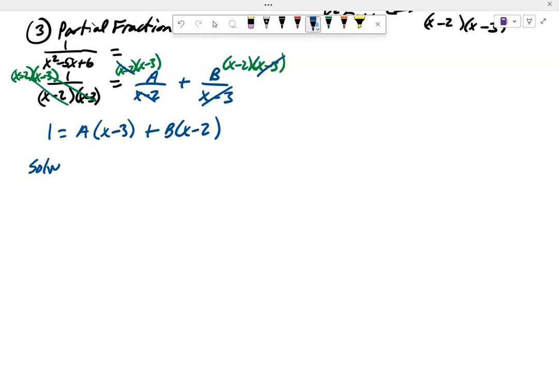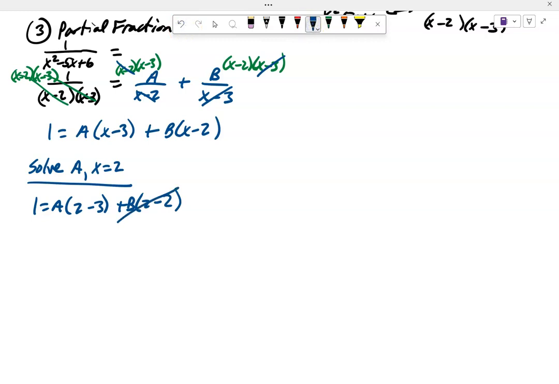So I'm going to solve for a by letting x be 2. Can you see how if I let x be 2, it's going to clear this out right there? I'll have 2 minus 2 right there. So here, let's do it. 1 equals a, my x is 2, so 2 minus 3, plus b times (2 minus 2). Again, I'm letting my x be 2. And you see how that's gone.